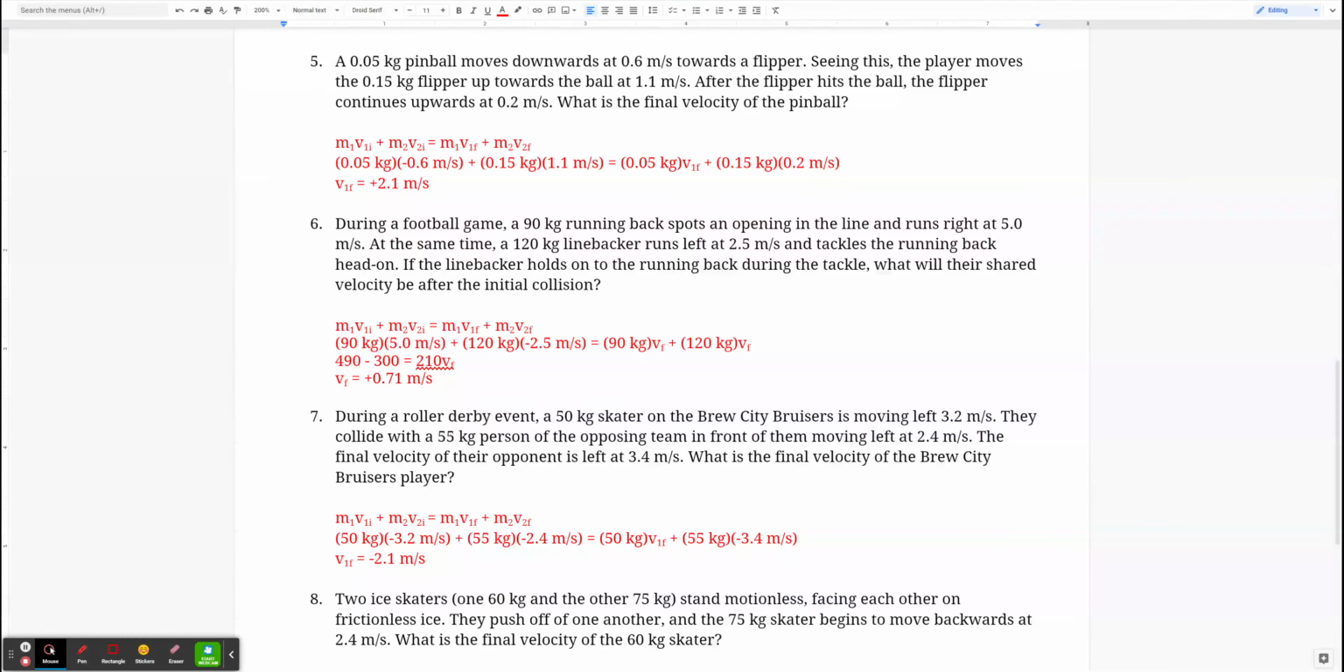So if we plug all our numbers in, and if we solve this for v, we get a final velocity of positive 2.1 meters per second. So that means the pinball is going to get launched upwards at 2.1 meters per second.